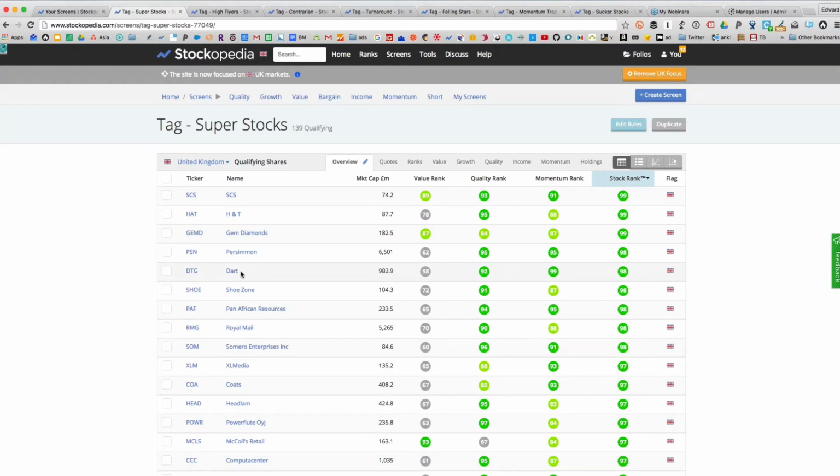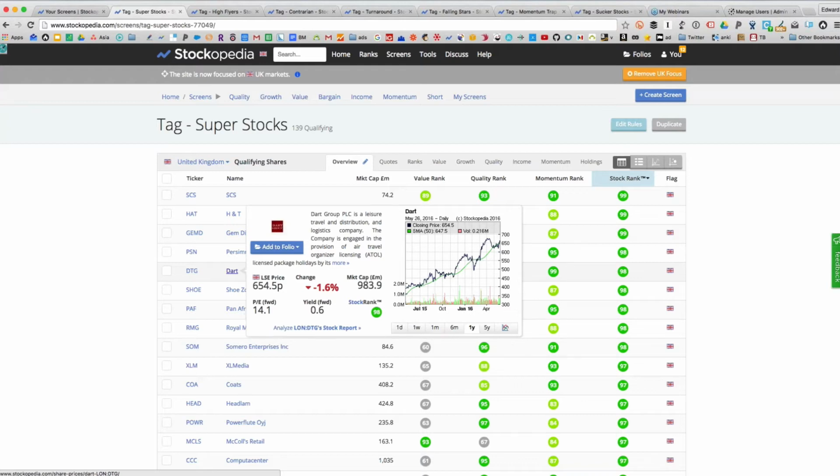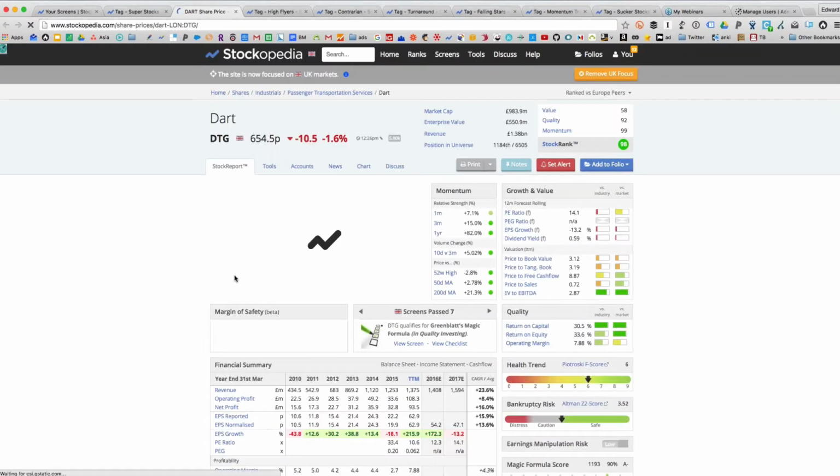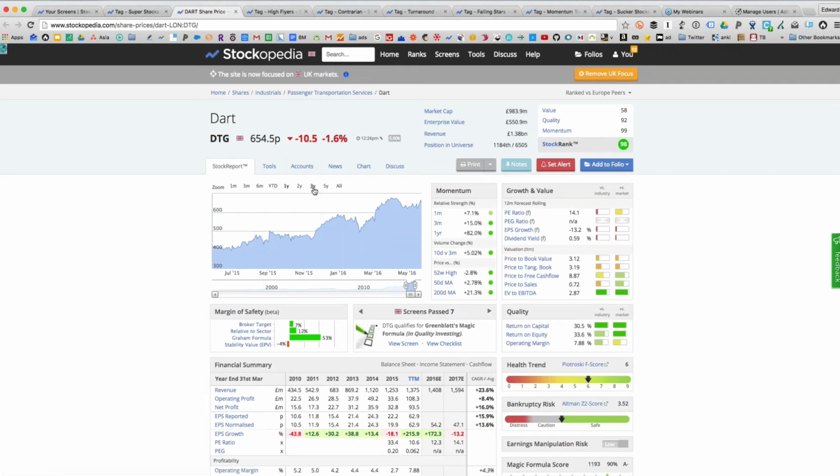Here's Dart Group, which is a classic example of a super stock profile. It's exactly the kind of share that nobody wanted to own, and has been ranked very highly for years now. Right at the beginning of the StockRanks, it was one of the most highly ranked shares on Stockopedia, and the stock has just gone up and up and up. It first started qualifying on the screen of screens back here at about £1 and is now at £6.50. This is an airline company that does chartered flights, and it's the kind of share that nobody's really liked buying or owning, and it's just kept powering on.